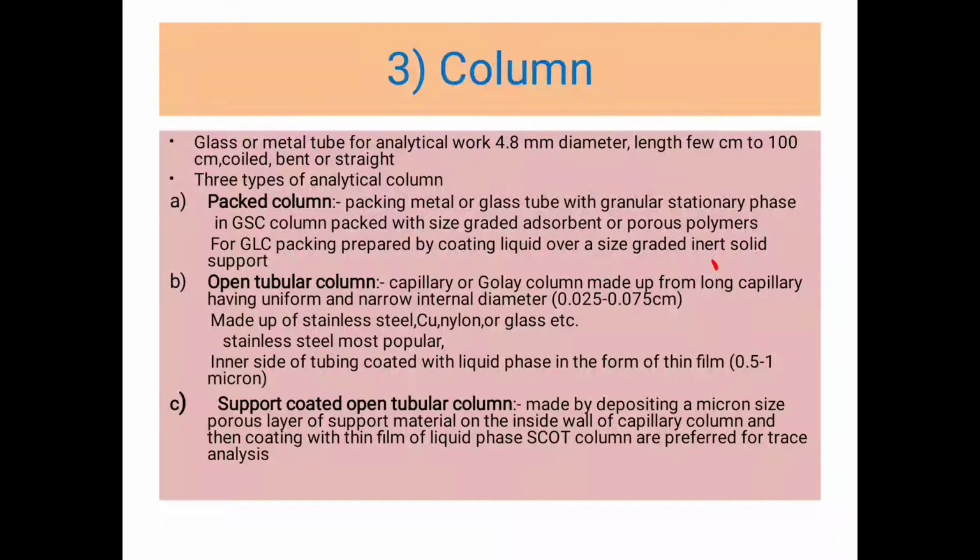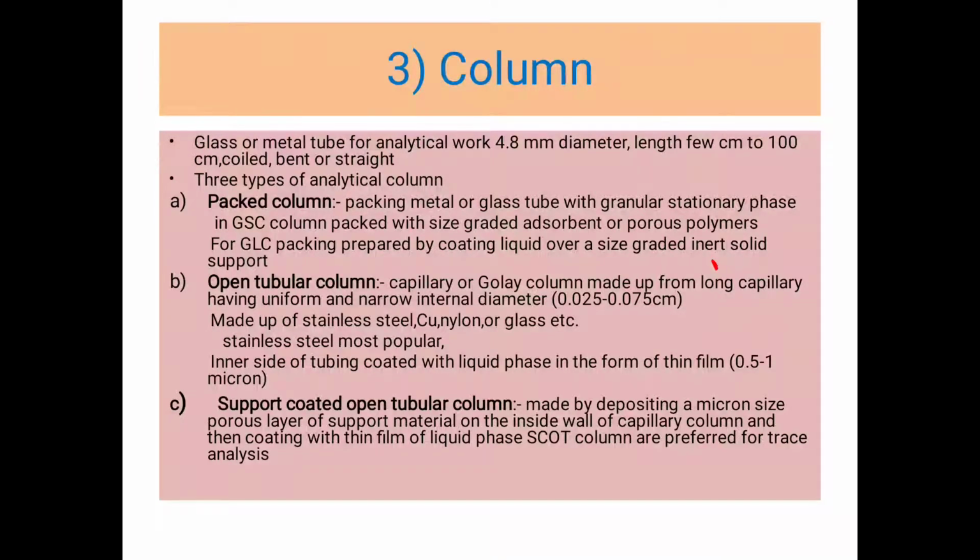Then the third column is the support coated open tubular column. This column is made by depositing a micron-size porous layer of support material on the inside wall of the capillary column, and then coating it with a thin film of the liquid phase. Support coated open tubular, or SCOT, columns are preferred for trace analysis.